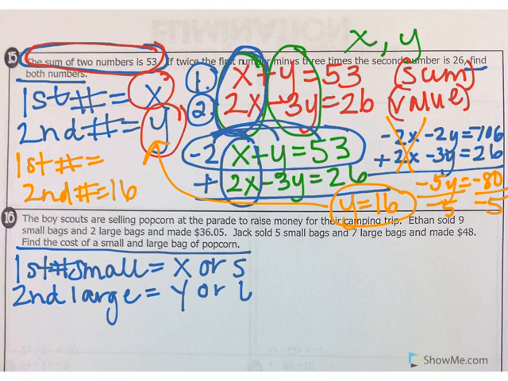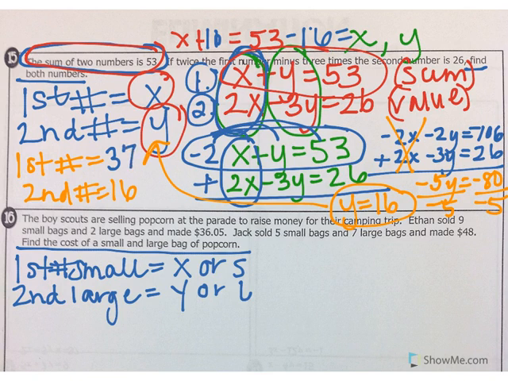Well, to figure out the first number, we can look back at one of the equations. One of our first equations on the top is x plus y equals 53. So all we have to do is plug that in. We can plug in 16 for y. So if I subtract 16 from 53, then our first number is 37.